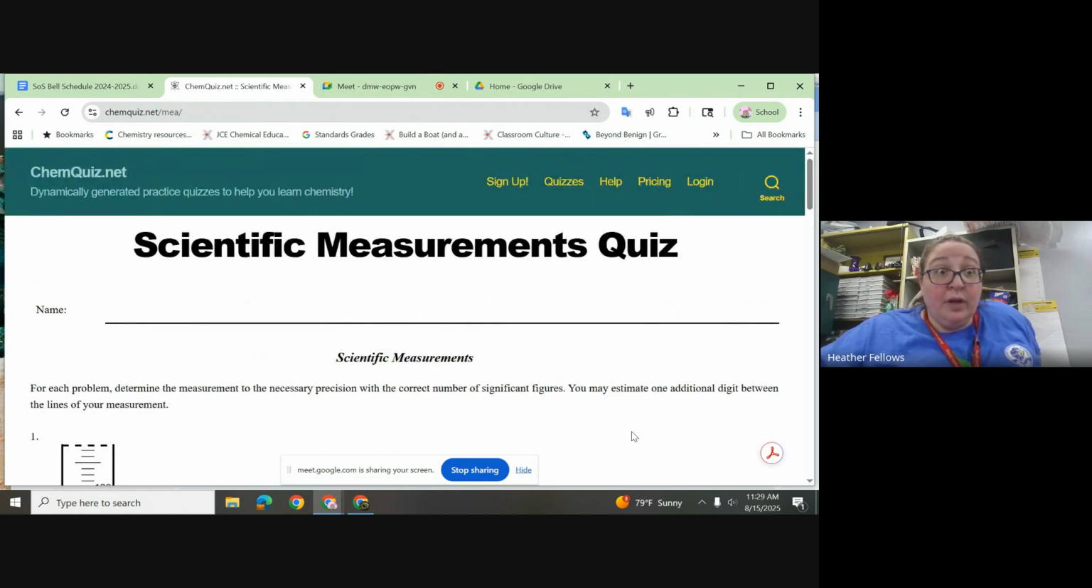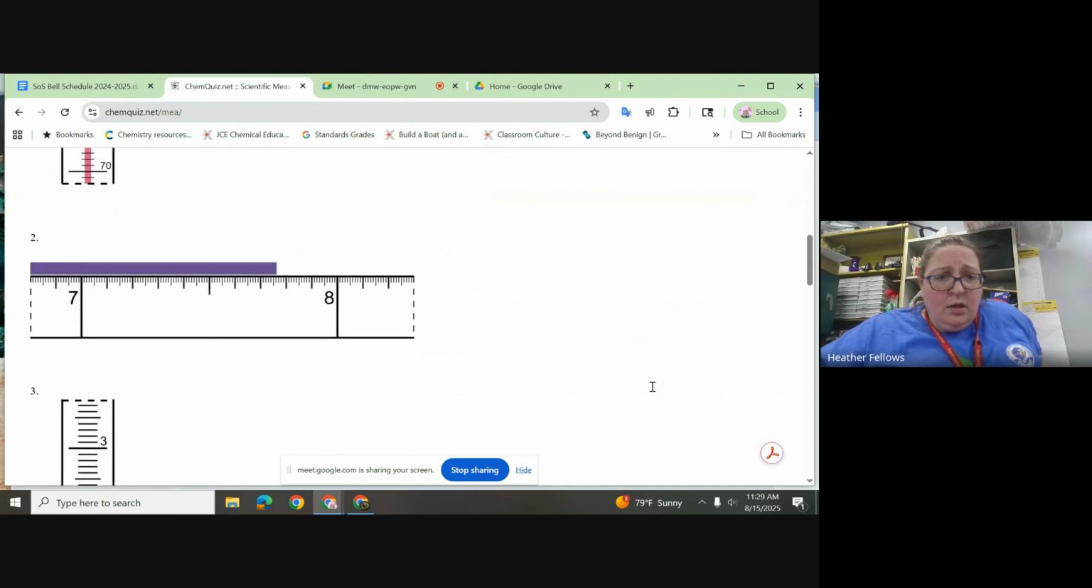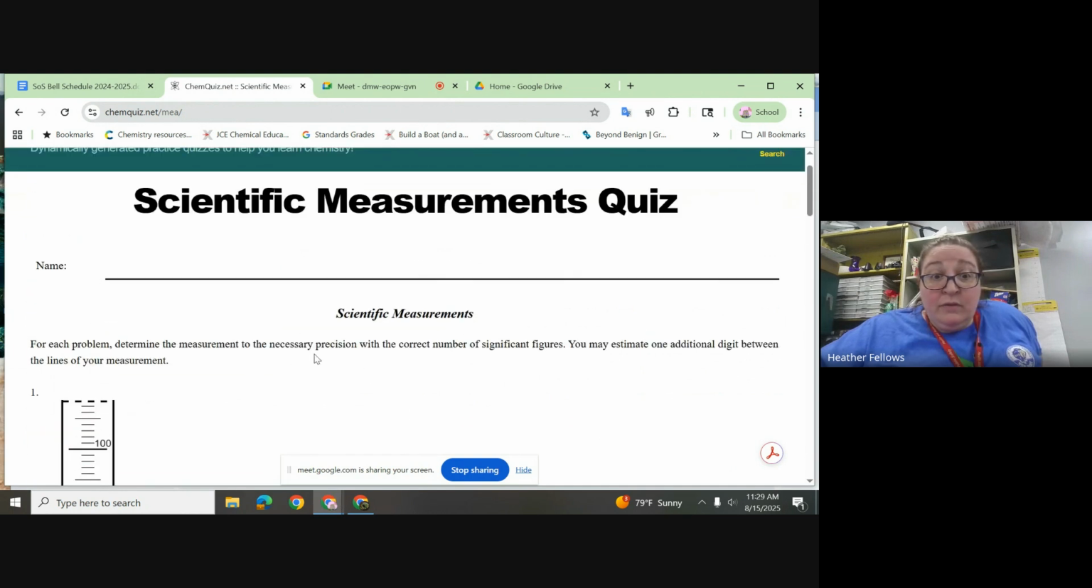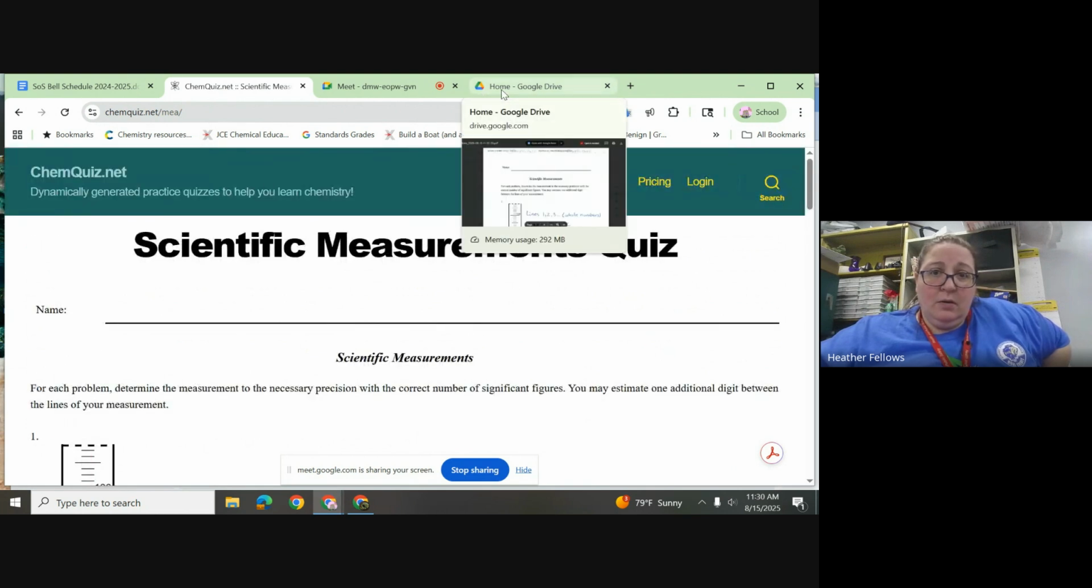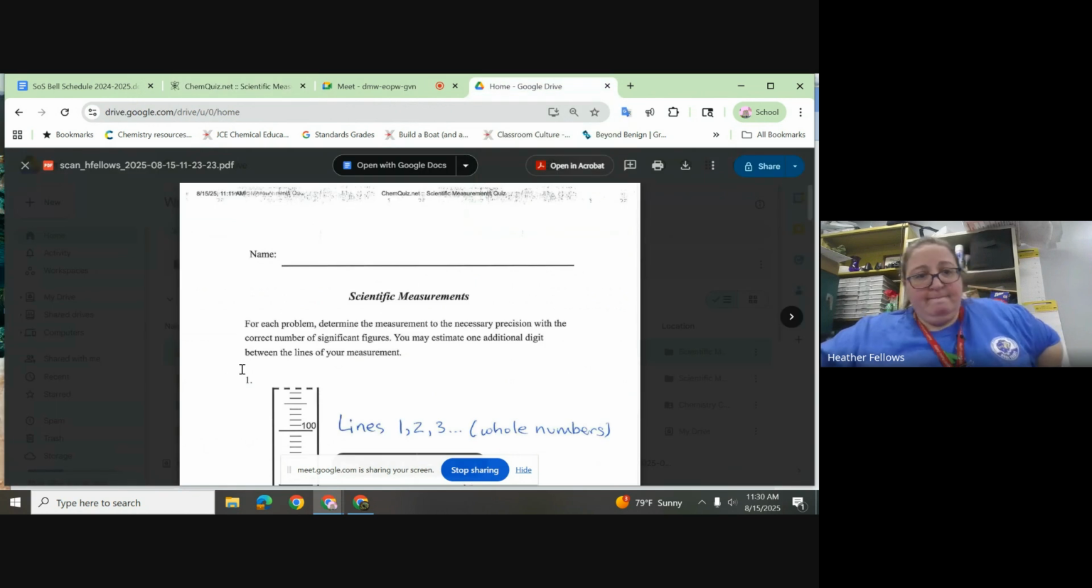But you can generate practice questions. And it says for each problem, determine the measurement of the necessary precision with the correct number of significant figures. You may estimate one additional digit between the lines of your measurement. So, meaning some of these words you've heard before in other courses, but we haven't personally mentioned them yet necessarily. But basically, you could take scientific measurement and you must estimate one digit after the digits that you can directly measure from your instrument. So, I made a key to this.